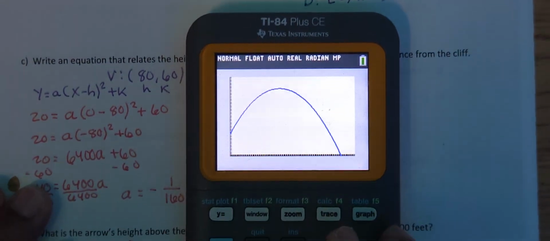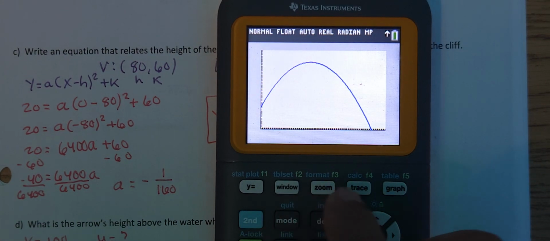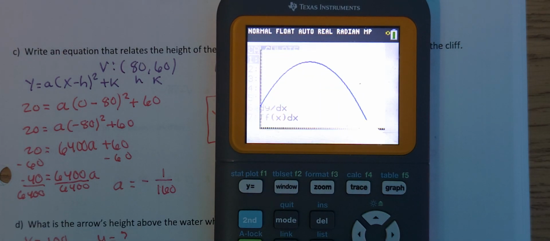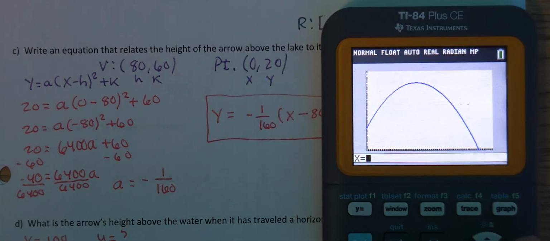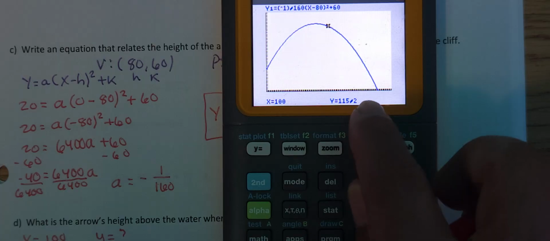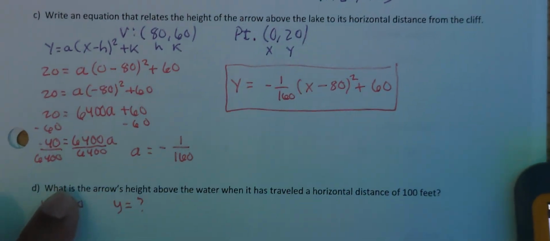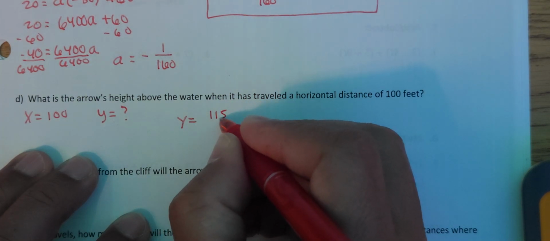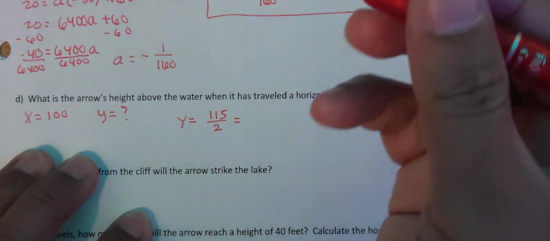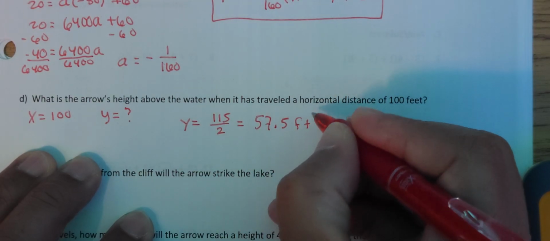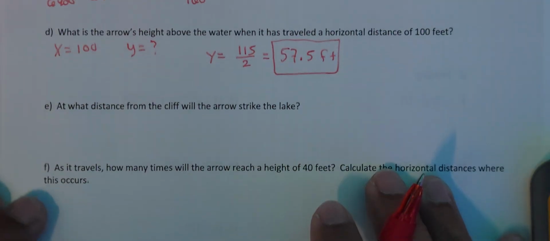Next, I'm going to press second trace, because I'm trying to find a value. Press 1, which is value, and press enter. I want the value when the arrow has traveled 100 feet, so I enter 100 for x and press enter, and the calculator says it's 115.2. So for this one, y is equal to 115 divided by 2, which is actually equal to 57.5 feet. And that's the answer to this problem. Okay, let's go to part E.